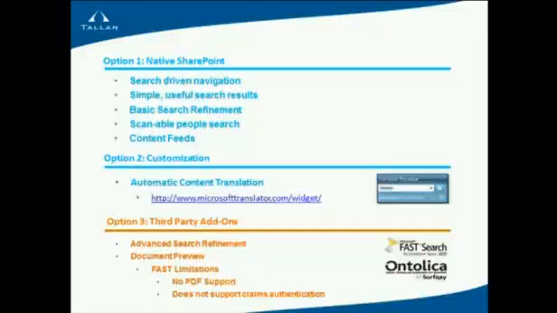multi-hierarchical search refinement. So those are some of the additional capabilities FAST brings, but the Ontolica product, I believe, does not enhance your search refinement. It only gives you a preview. So there are a lot of trade-offs you have to make if you want to get to those more advanced search optimization capabilities.